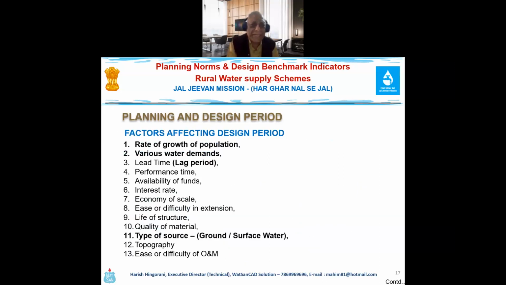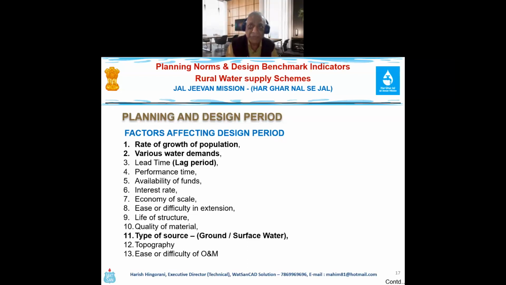So the planning and design period is basically governed by the rate of growth of population. This is one of the most important factors. Then various water demands as defined in the JJM guideline. The lag period will be as defined in the JJM guidelines, but it should be minimized for the performance time. Again, availability of funds, interest rate if some borrowings are taking place, economy of scale, and ease or difficulty of extension for the future water supply scheme.